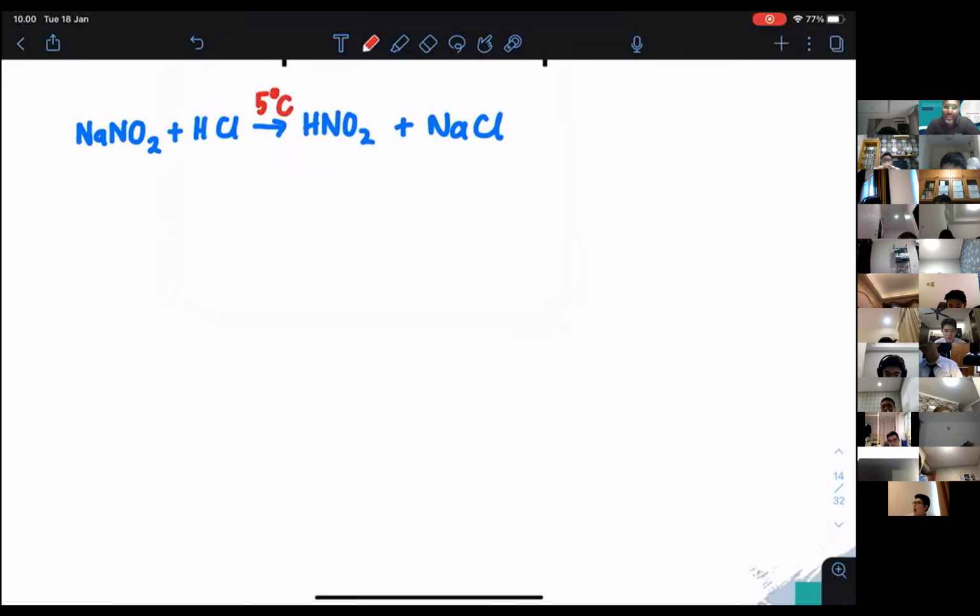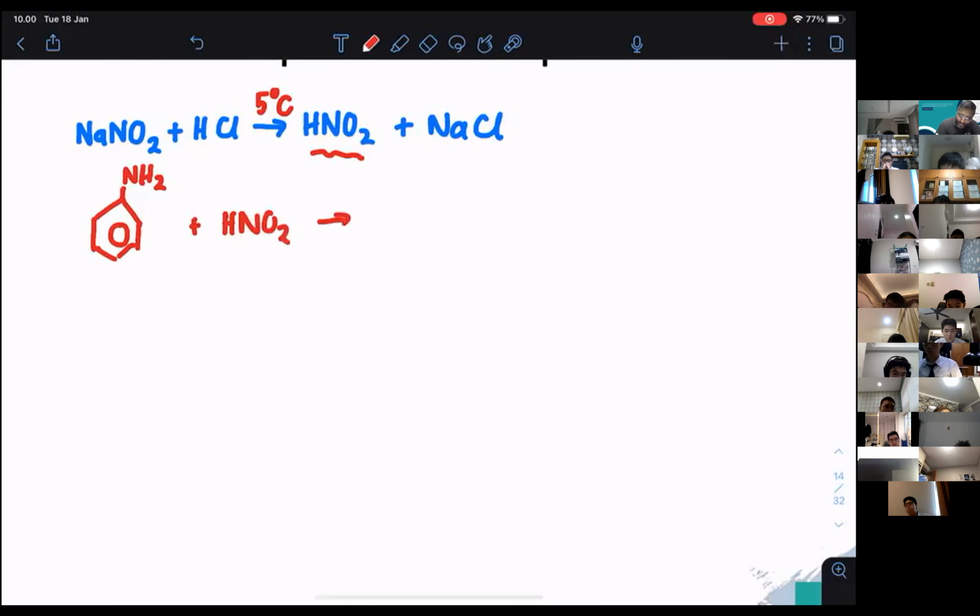I will use 5 degrees Celsius over here. Once you get this acid, you are going to react it with phenylamine. Once you react with phenylamine, what will happen?